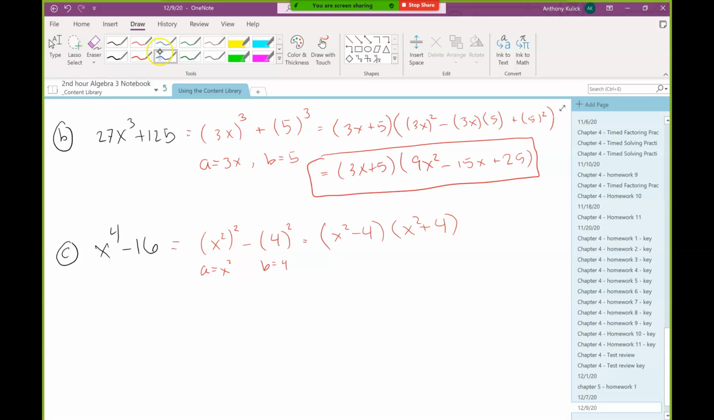But if I look at what I have here, I'm not quite finished, because x squared minus 4 is also a difference of two squares, right? Here a is x and b is 2. That's one that we would have done last semester or last chapter. The sum of two squares, x squared plus 4, is not factorable, so there's nothing to do with that piece. So x squared minus 4 becomes x minus 2 times x plus 2, and x squared plus 4 just stays the same.